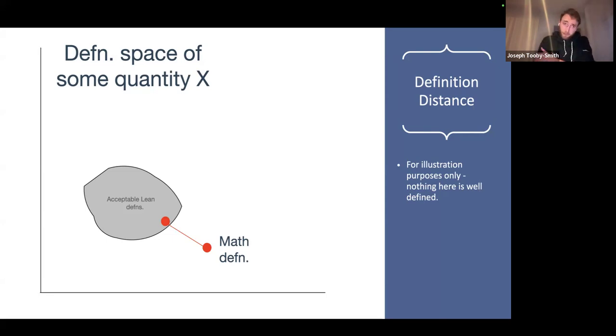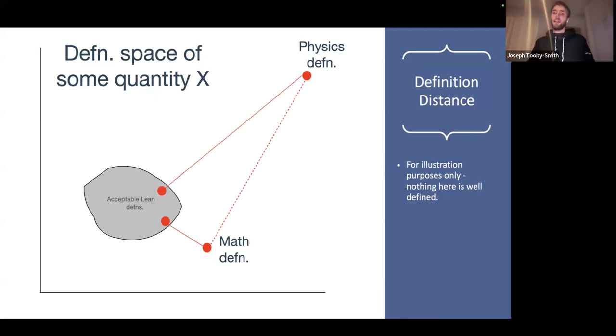Now, more often than not, if this quantity X is a physics quantity, the physics definition is way over there somewhere. It's nowhere near a definition that the mathematicians would accept, let alone a definition that you could efficiently put into Lean. And one has to do some work, either to turn that into a maths definition or to turn that into an acceptable Lean definition.